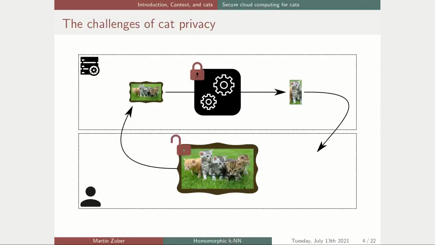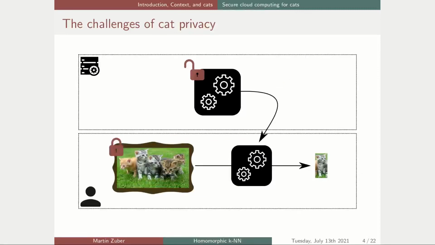Well, one way to do this is for the user to send the clear text picture of their cats to the server for the answer to come back from the server after computation. But this means that the privacy of the cats is compromised here. And another way to do this is for the server to send their complex algorithm to the user for a computation on the user side, but that means that a very complex and maybe very expensive algorithm is just sent out in the open. So that's a bit of a problem.